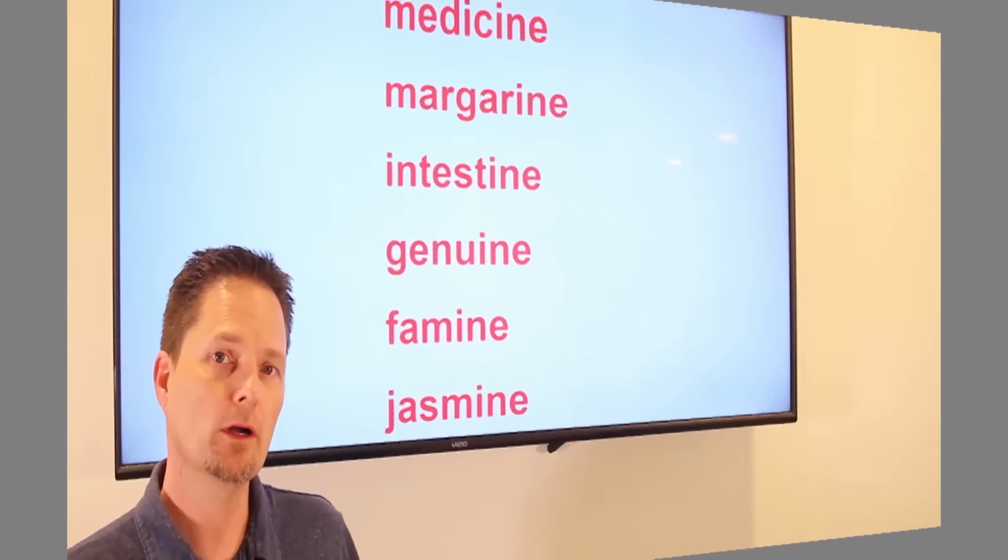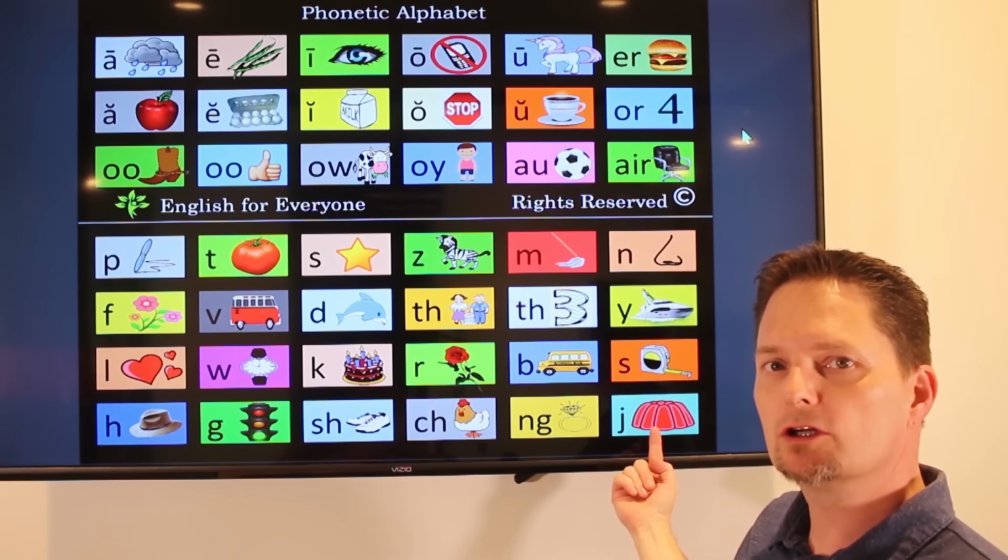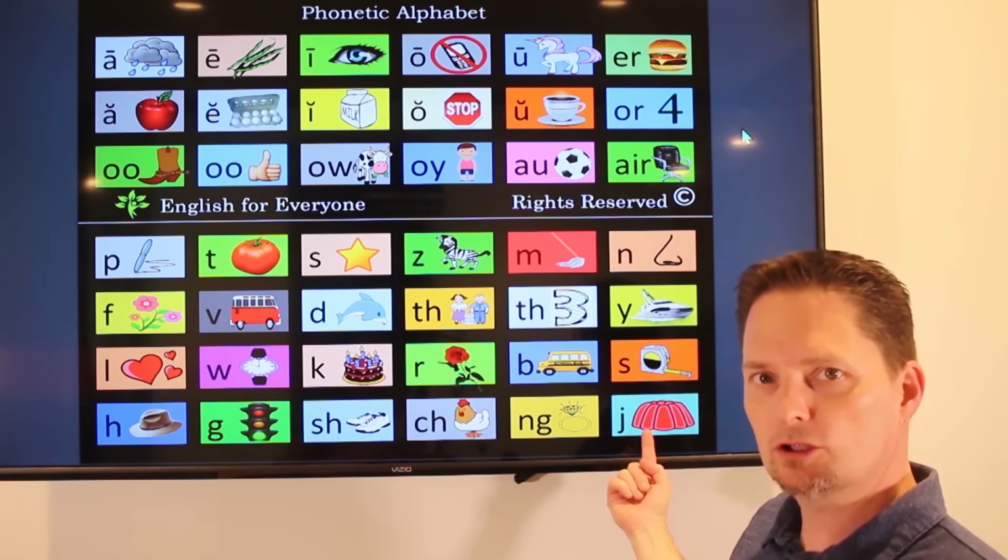Next we have margarine. Margarine is not real butter. It's similar to butter, but it's not real butter. I prefer real butter. I don't like margarine. Pronunciation, margarine. Open sound, ah, ma. Mar. J, strong j. Marge.